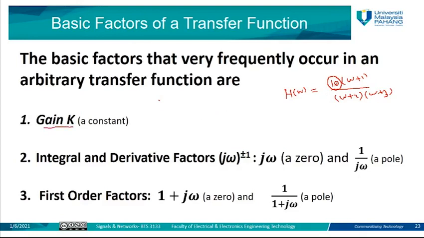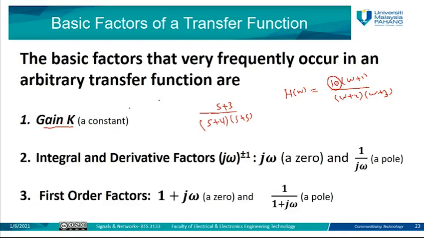If there is no number here, if your transfer function is directly s plus 3 over (s plus 4)(s plus 5), that means your gain is equal to 1. There is no gain, for example. But if you have a gain value, you need to draw the log magnitude of this gain and also the phase of this gain.